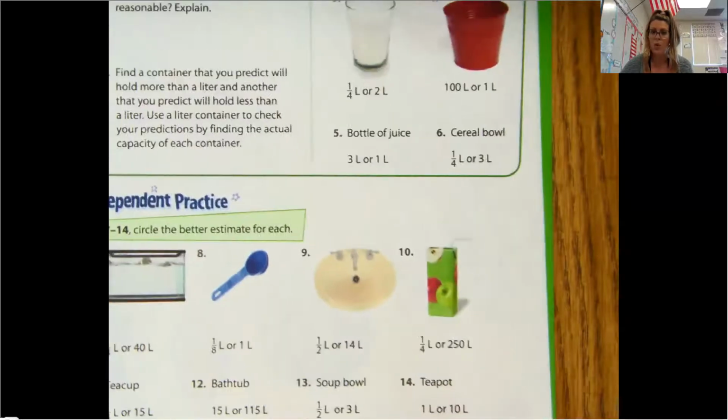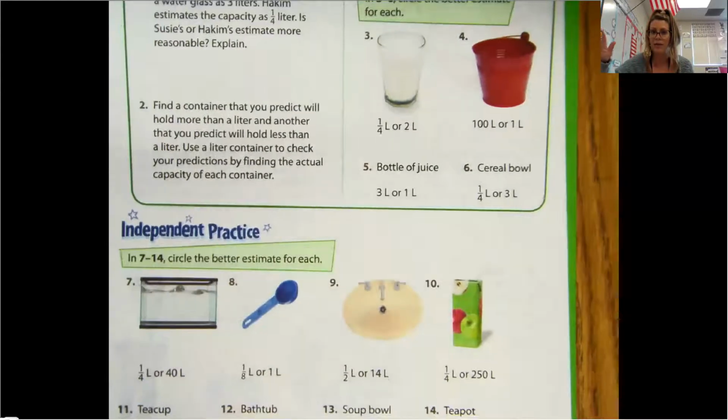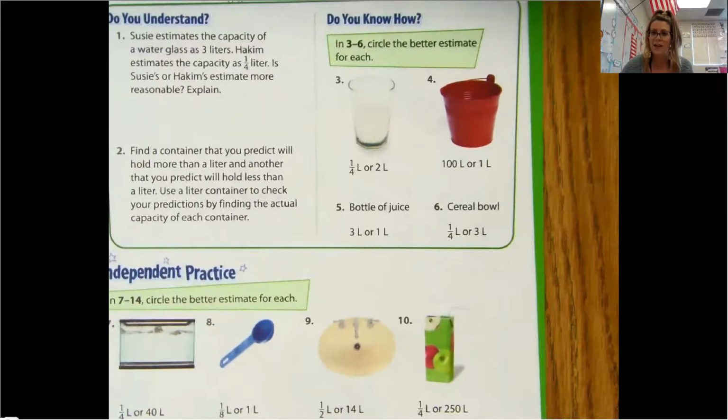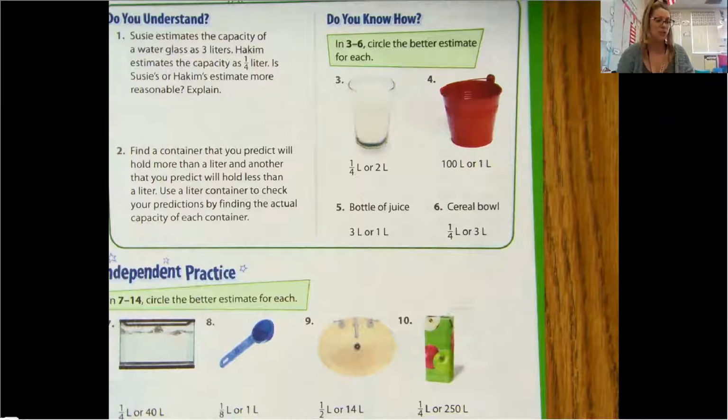Okay. We are going to do a couple together. And they are pretty much just giving us different items. And we have to do our best guess of what we think the measurement, the capacity, the volume would be closer to, okay? Estimate, so our best guess. So I'm going to do just a few with you, then I'm going to send you off on your own to do the rest. So let's go ahead and look at our first one.